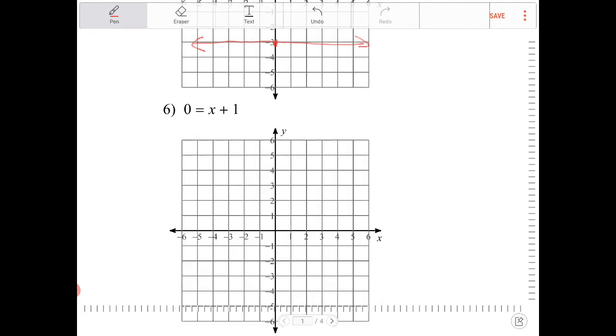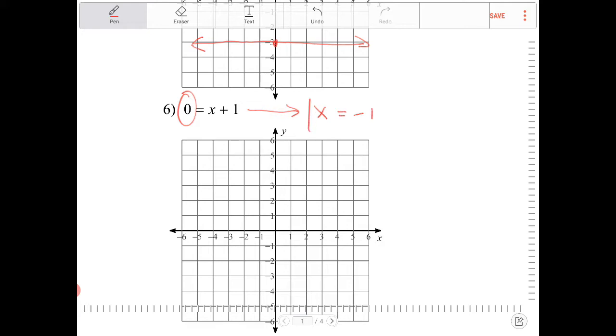Okay, moving on. So I'm looking at question 6 here. I have 0 is equal to x plus 1. Looking at this is kind of odd, right? We have 0 is equal to x plus 1. We don't have a y coordinate here. It's saying that all the y coordinates are 0? So actually, it can be recognized that x is equal to -1, right?